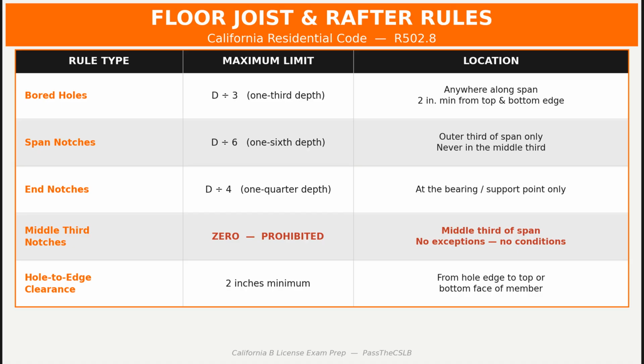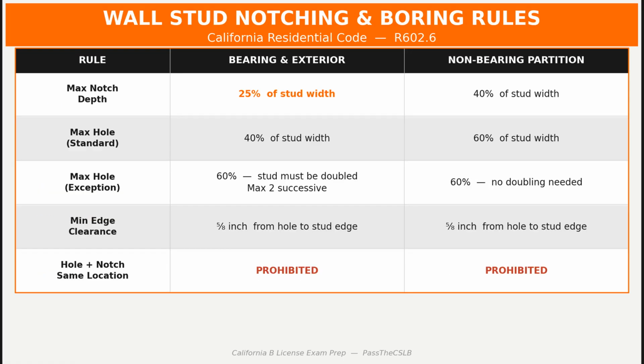One rule that applies to all wall studs, regardless of category: a bored hole and a notch cannot be placed at the same cross-section. They must be at different heights along the stud. Look at this chart, bearing wall rules on the left, non-bearing on the right. The contrast between 25% and 40% for notches and 40% versus 60% for standard holes is a direct focus area in official CSLB preparation materials. Those 4 percentages need to come to you without hesitation.